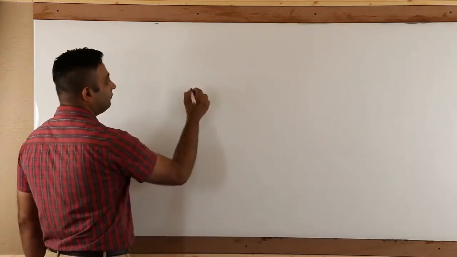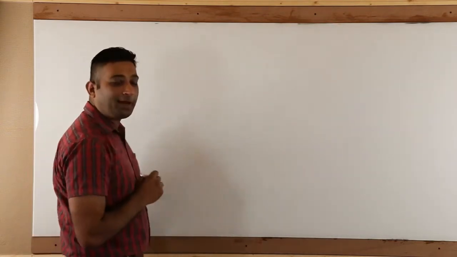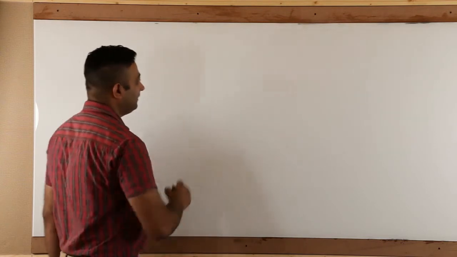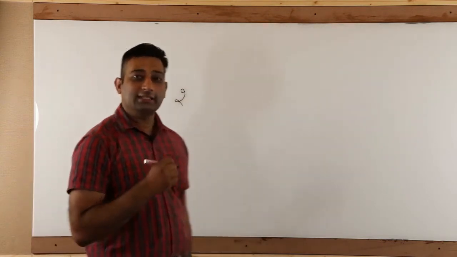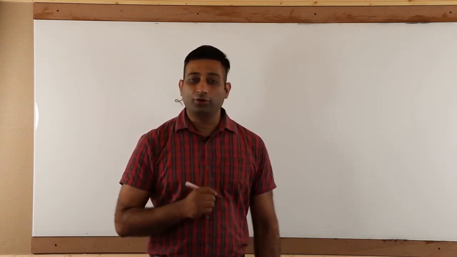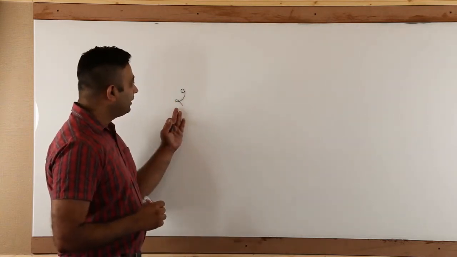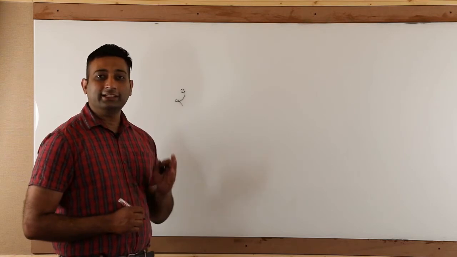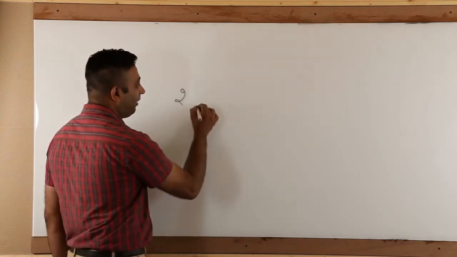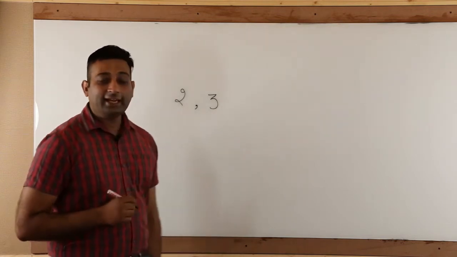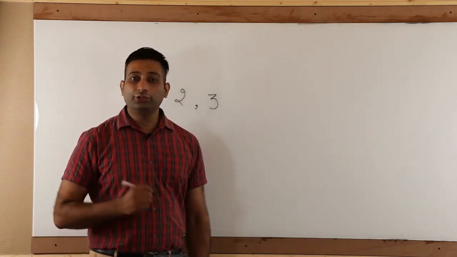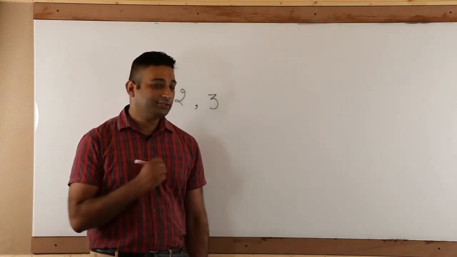Now let us try to find out some prime numbers less than 15. We know that 1 is neither a prime number nor a composite number. Now 2 is the prime number which is less than 15 because 2 has only 2 factors, that is 1 and 2. Now the next prime number is 3. We can say that 3 has again only 2 factors, that is 1 and 3.